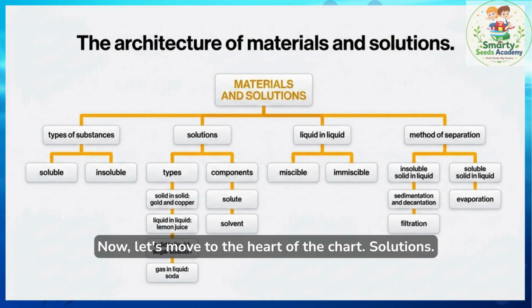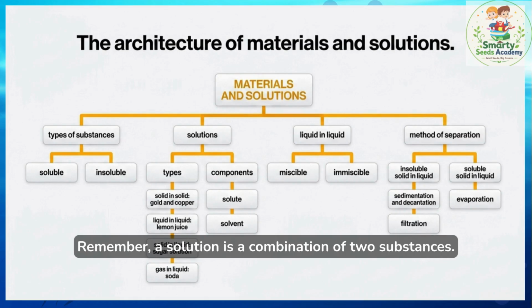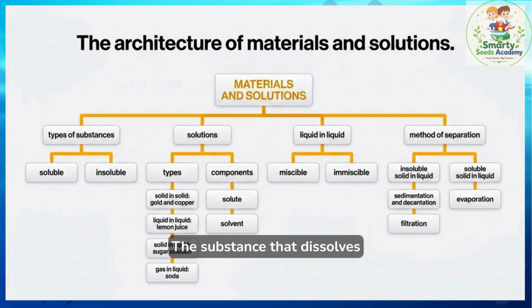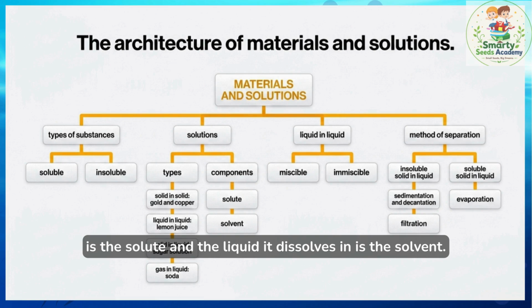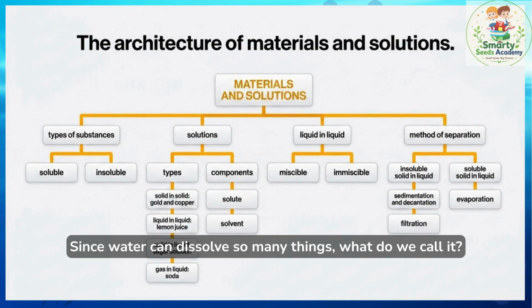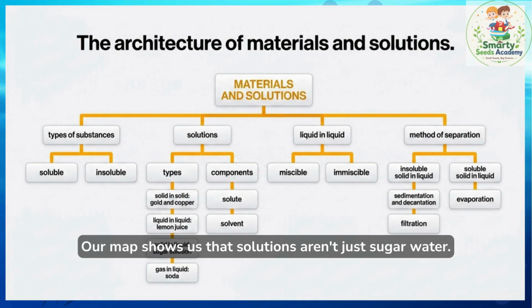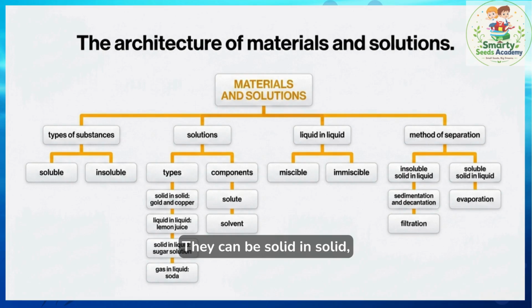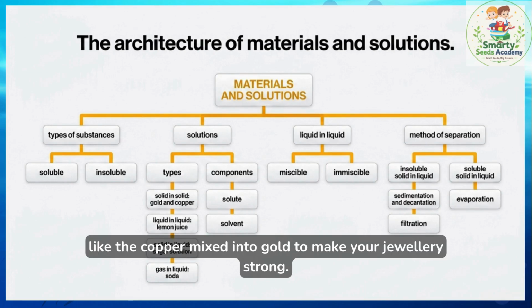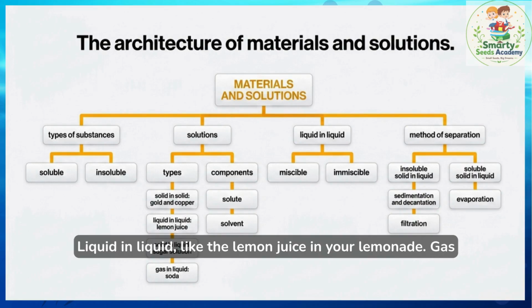Now, let's move to the heart of the chart: solutions. Remember, a solution is a combination of two substances. The substance that dissolves is the solute, and the liquid it dissolves in is the solvent. Since water can dissolve so many things, what do we call it? That's right, the universal solvent. Our map shows us that solutions aren't just sugar water. They can be solid in solid, like the copper mixed into gold to make your jewelry strong. Liquid in liquid, like the lemon juice in your lemonade. Gas in liquid, like the carbon dioxide that makes your soda fizzy.